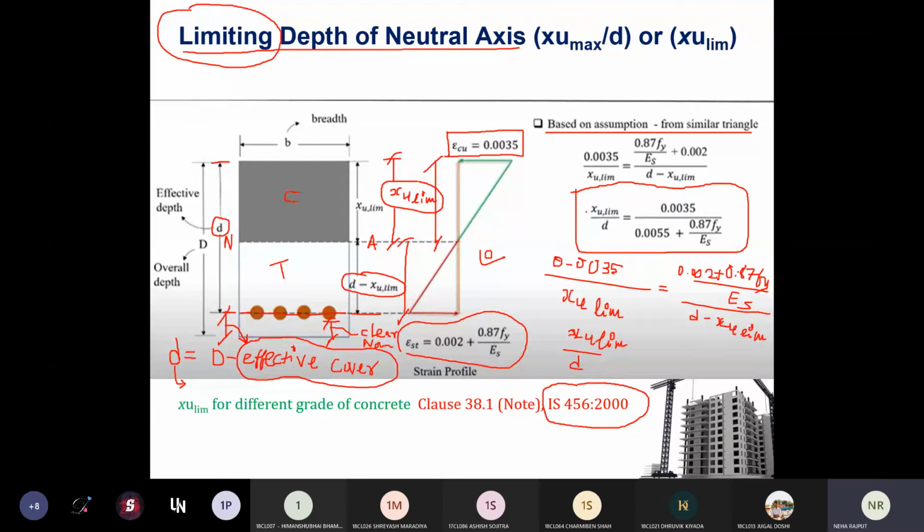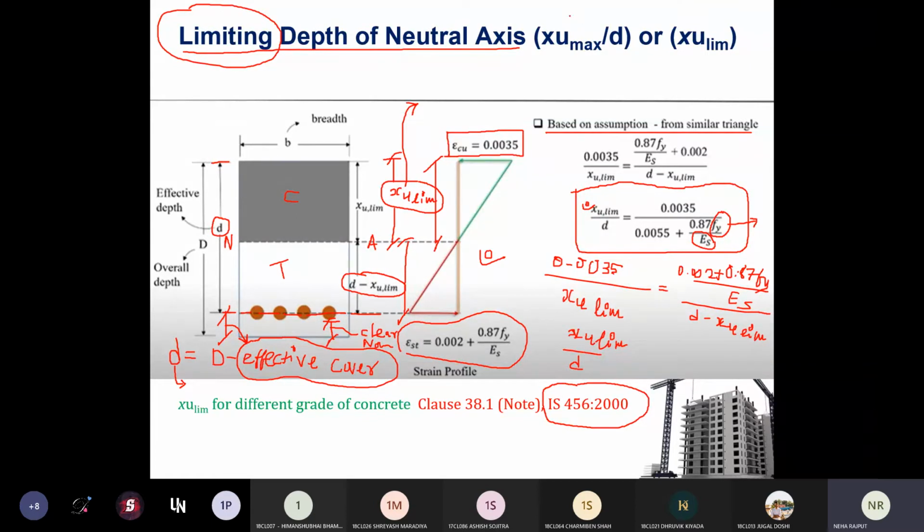Now see over here, this depends on your grade of steel. Young's modulus is 2 into 10 raised to 5 Newton per mm square, so that is also available. As soon as you change the grade of the steel, your limiting depth of neutral axis will change. Is it clear, everyone? Yes, ma'am. Right. So that depends on the grade of the steel. As soon as you change the grade of steel, your limiting value of depth of neutral axis will change.